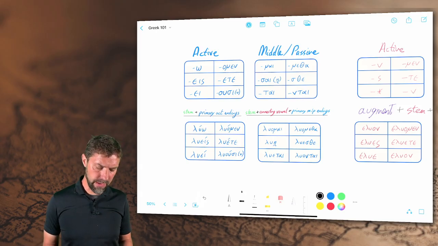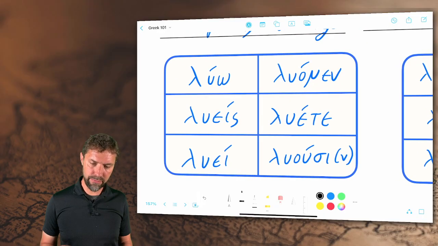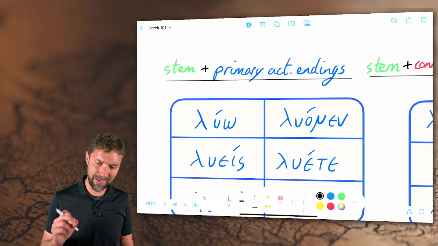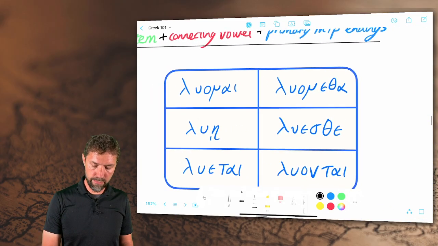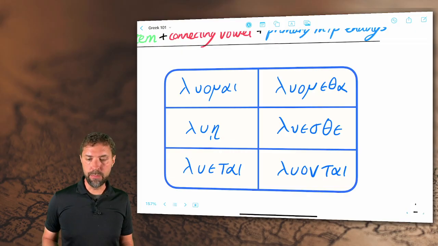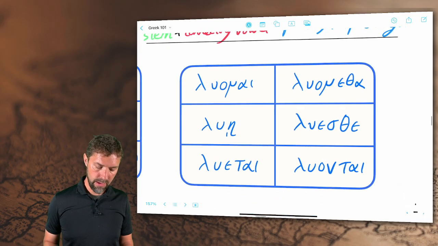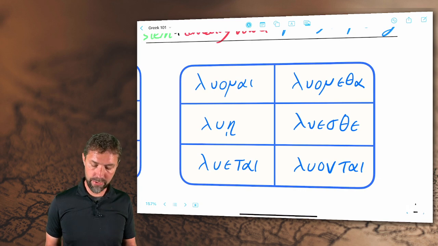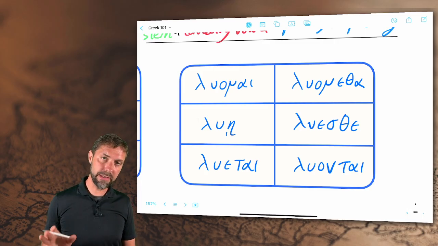Under the present indicative, we learned here the present active indicative: luo, lueis, luei, luomen, lueite, luousi. The way we formed that was the use of the stem plus the primary active endings, that first set: o, eis, ei, omen, ete, ousi. And if we wanted to do the middle or passive, both of those were formed the same way. It's stem plus connecting vowel plus the middle passive endings, and that comes out as luomai, lue, luetai, luometha, lueste, luontai. All of that was present indicatives.